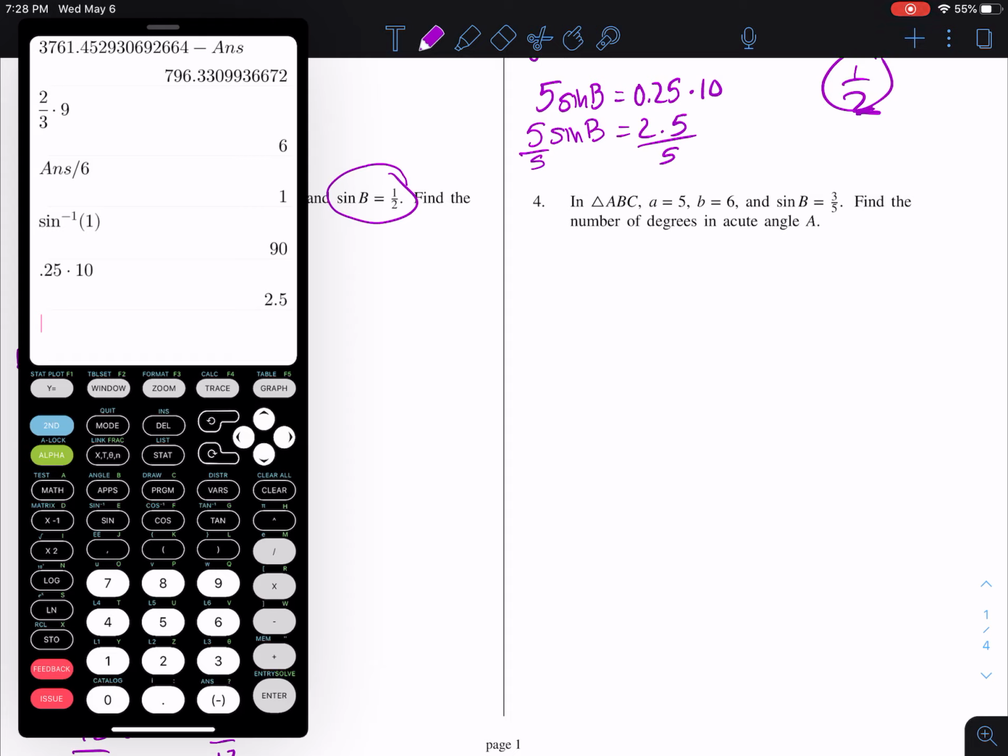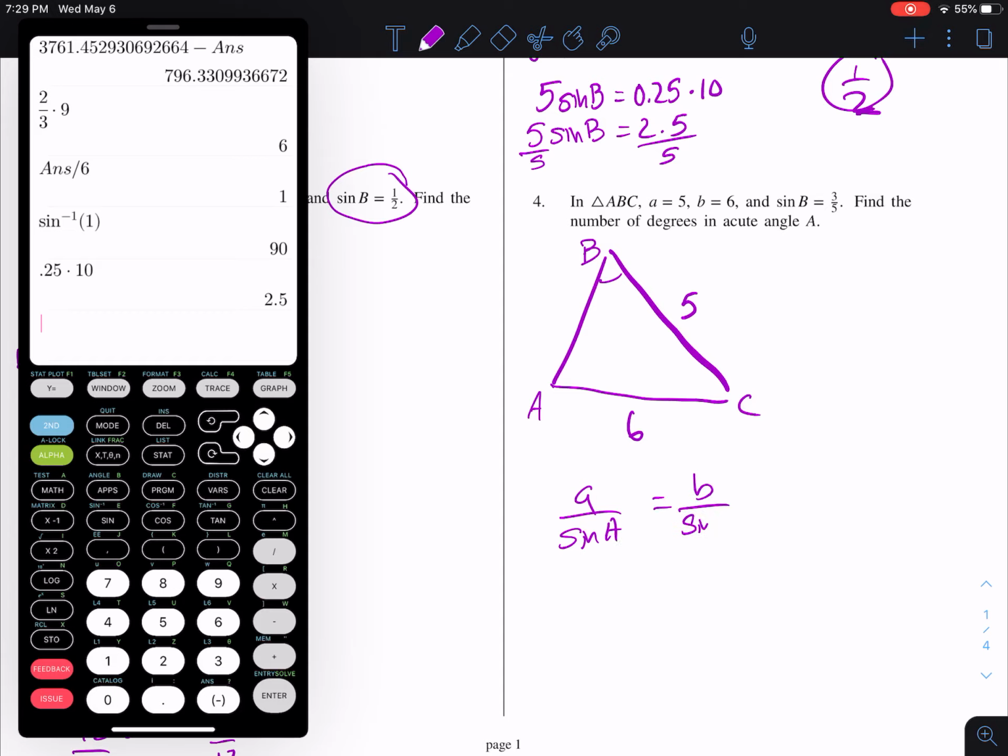So in triangle ABC, A equals 5, B equals 6, sine of B is 3/5. So the last one that I want to go through with you, we look at triangle ABC. So A is 5, lowercase b is 6, and the sine of B is 3/5. So we'll be using A over the sine of A equals B over the sine of B. So A happens to be lowercase 5. We don't know what the sine of A is. B happens to be 6, and the sine of B happens to be 3/5.